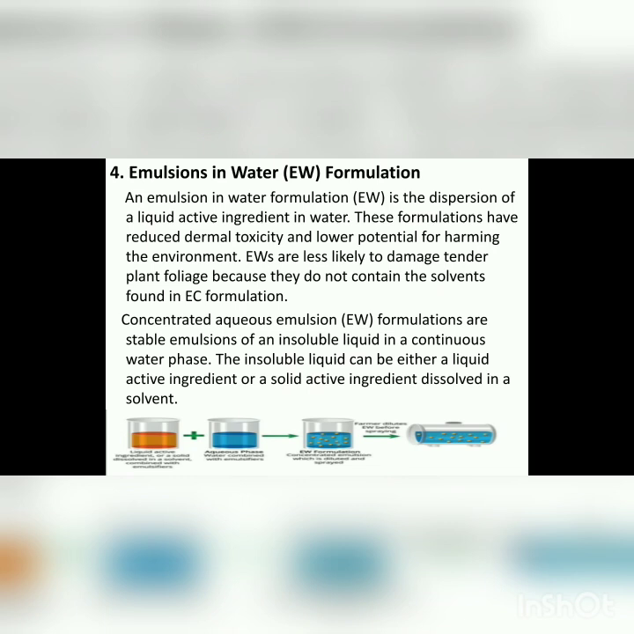Then which leads to EW formulation. That means concentrated emulsion which is diluted and sprayed. Then lastly, the farmer dilutes EW before spraying.